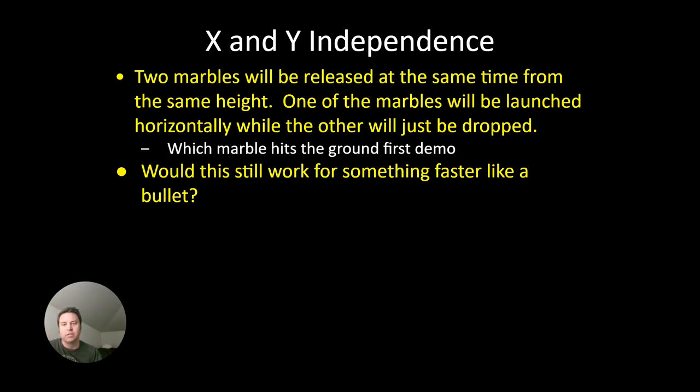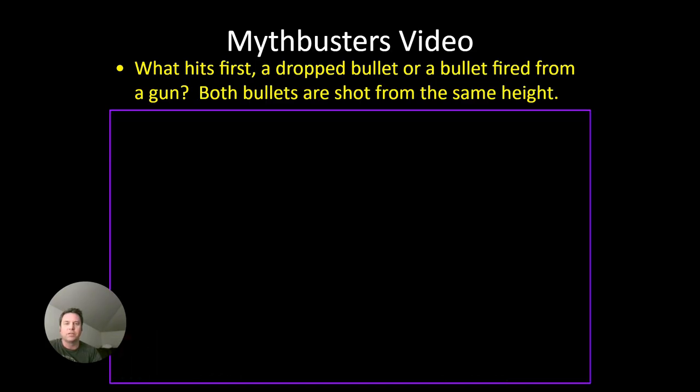Would this still work for something faster, like a bullet? It does. And Mythbusters, again, this is a classic physics question. You shoot a gun and drop a bullet from the exact same height. Which hits the ground first? Well, physics says it should hit at the same time. I don't know that it was ever actually tested until the Mythbusters did it. There is a video of the Mythbusters doing it. Search for a bullet myth or a drop myth, and then type in Mythbusters.